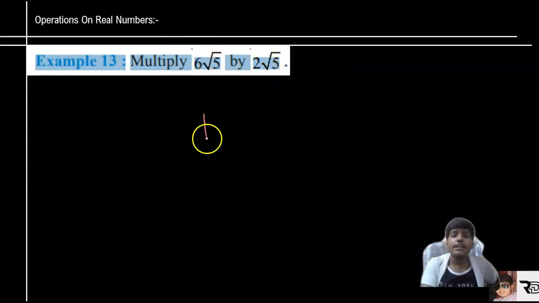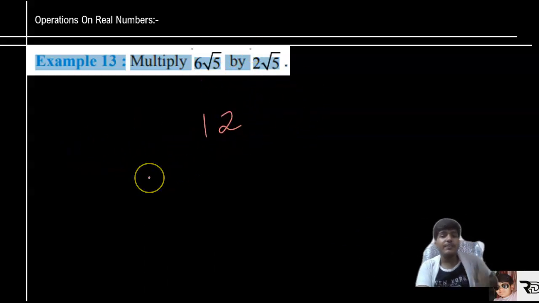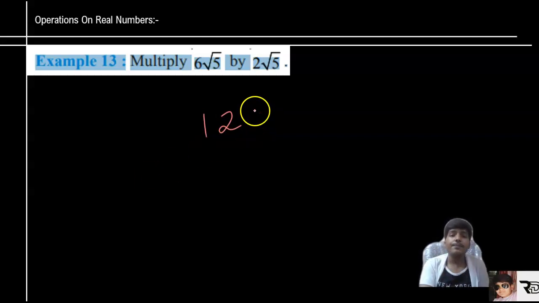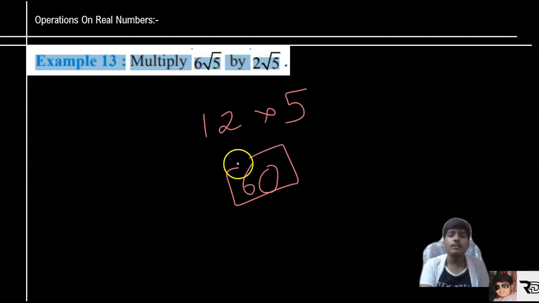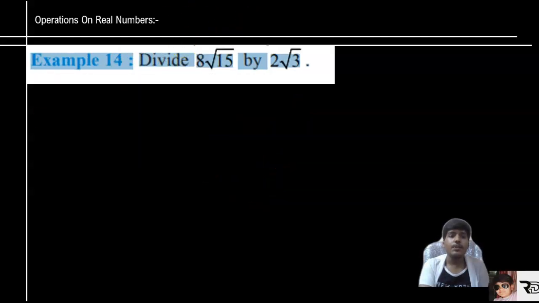So 6 into 2 gives me 12, and root 5 into root 5 becomes root 5 plus square. Square and root cancel each other, so this becomes 5. So 12 into 5 gives me 60. Very simple. This is also done. Multiplication was quite friendly to us in this part, but not anymore in the exercises. Okay. Then next we have a division thing, so we'll do this as well.